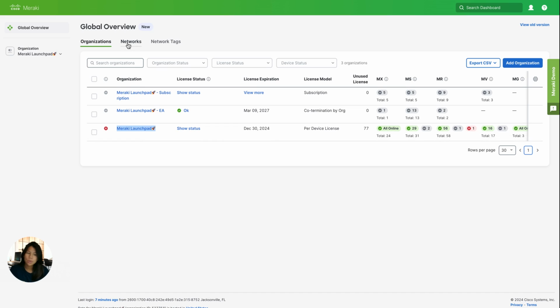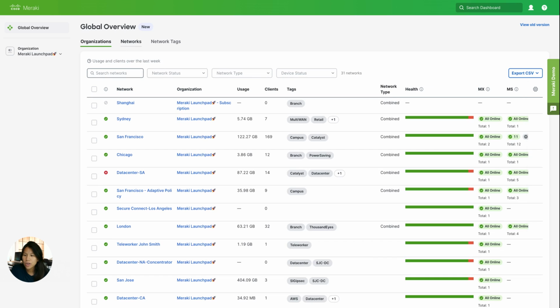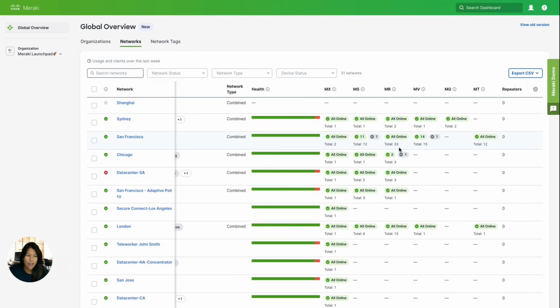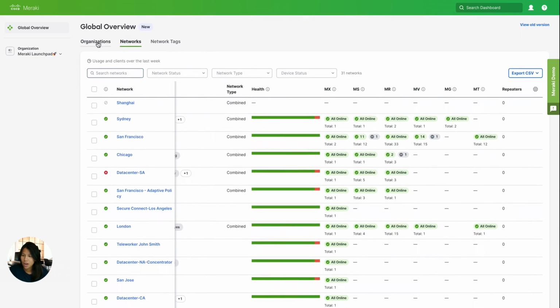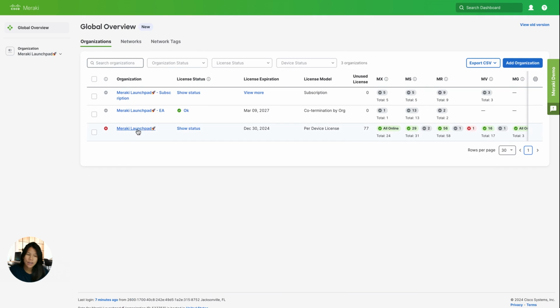So afterwards, we can also get a drill down about the networks. So remember, the organization is each of our customers, whereas network is each of the sites of our customers. So we can have a further drill down and understand how many sites they have and the status of each device. All right, let's now get into one organization, which in this case is the Meraki Launchpad.